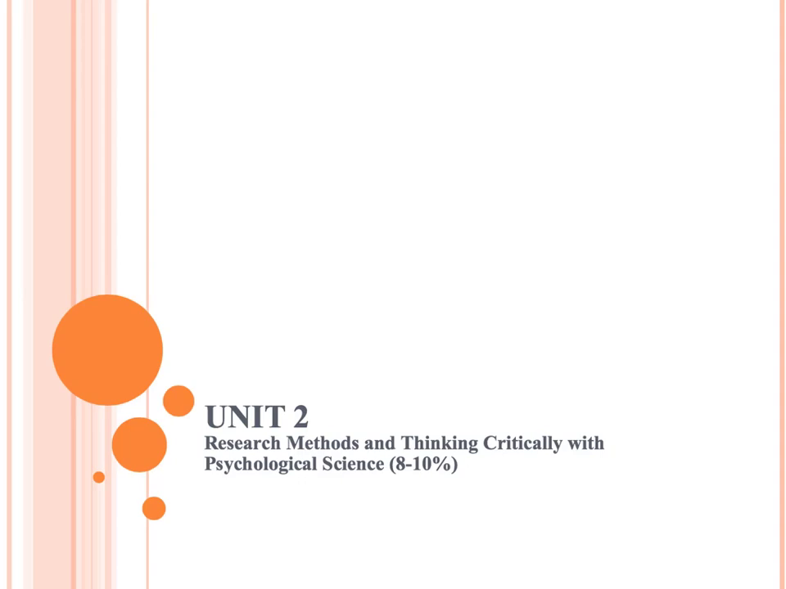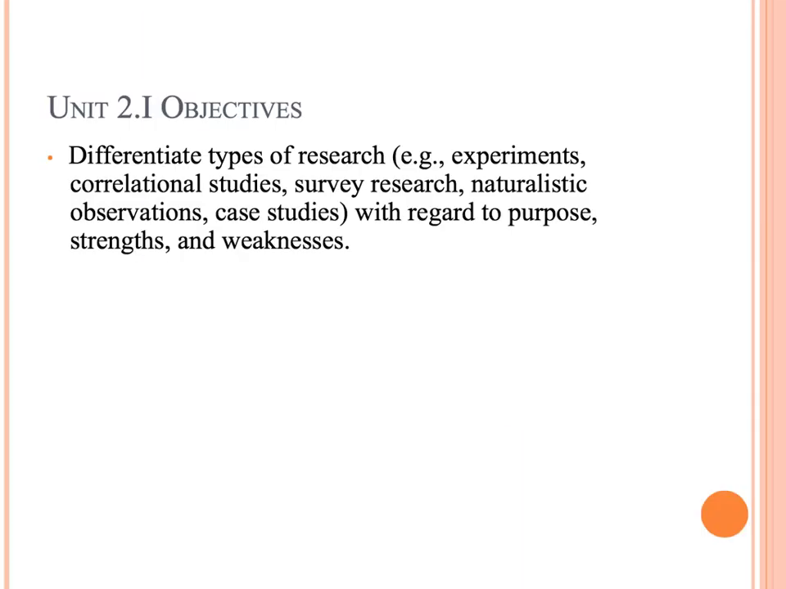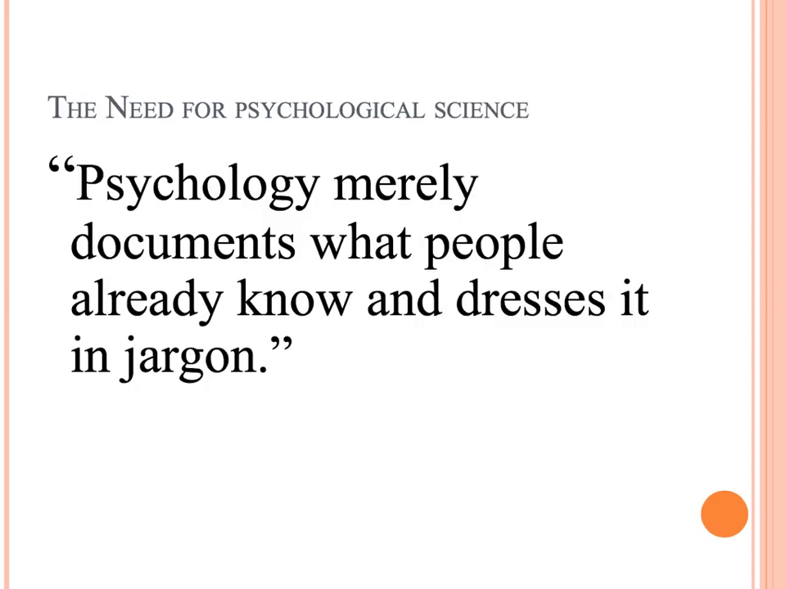Research methods is 8 to 10% of the AP exam, so by the end of this unit, we will have already covered 20% of the AP Psychology exam in May. In Unit 2.1, we will focus on differentiating the many types of research with regard to their purposes and strengths and weaknesses. The need for psychological science is demonstrated in the limitations of intuition and common sense.